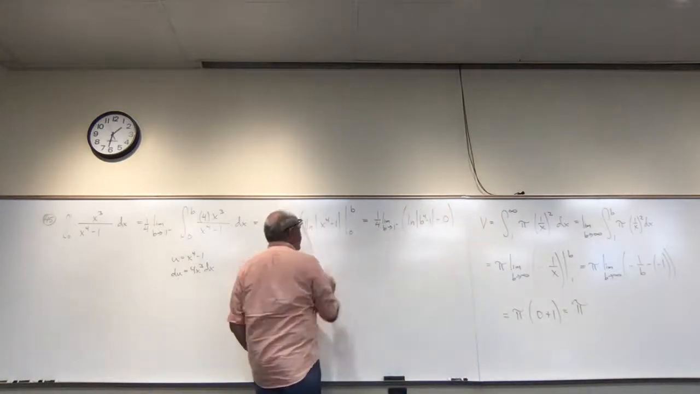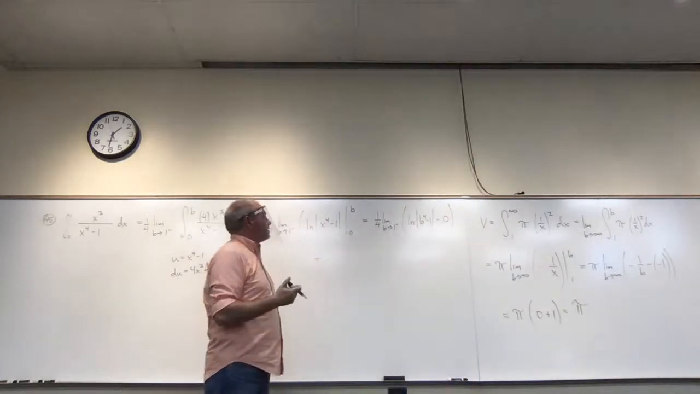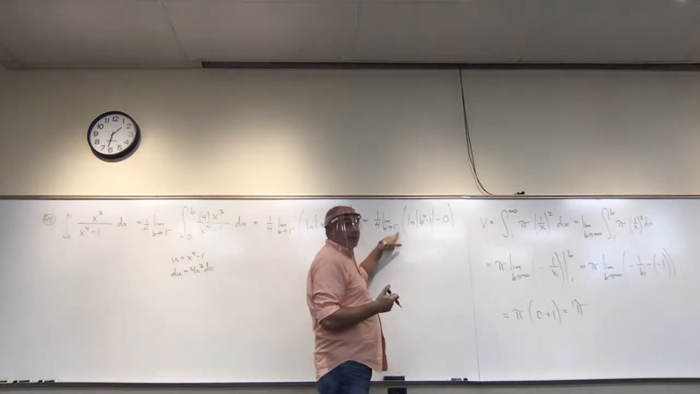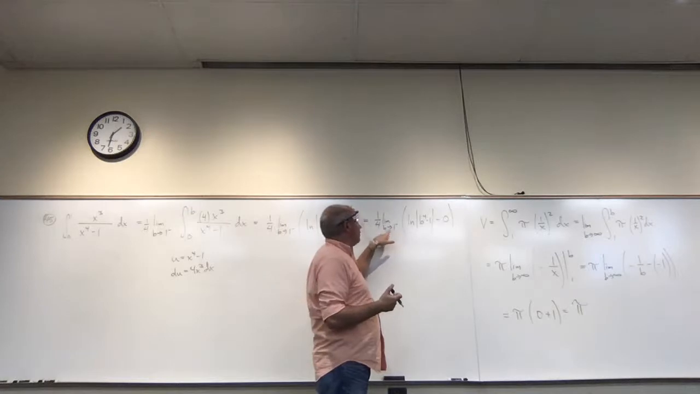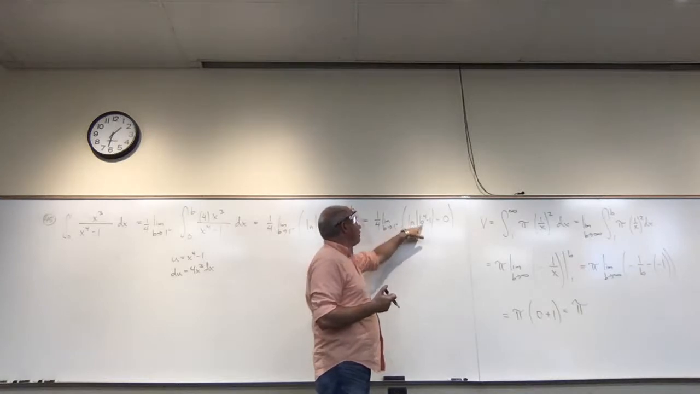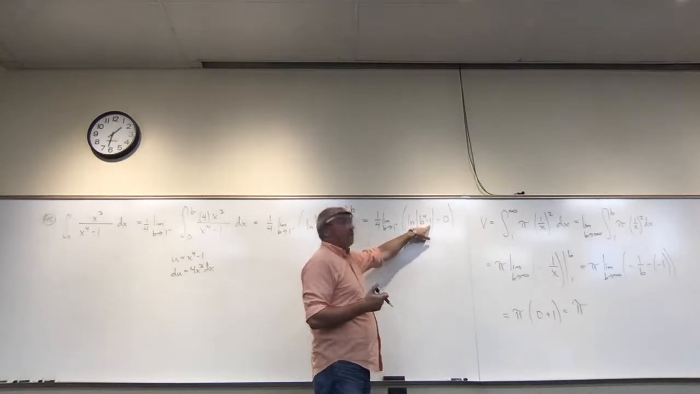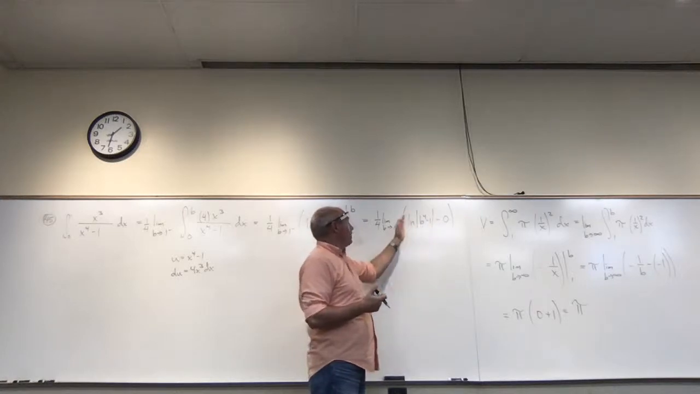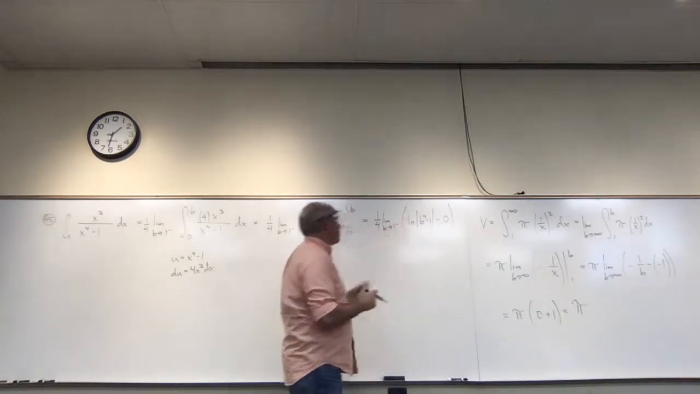Okay, and now it's time to say, okay, what happens if b gets close to 1? If b gets close to 1, b to the fourth minus 1 gets close to what? 0. Okay, this is really important.